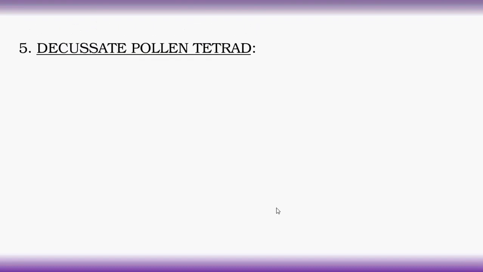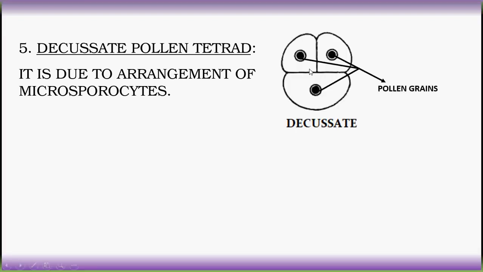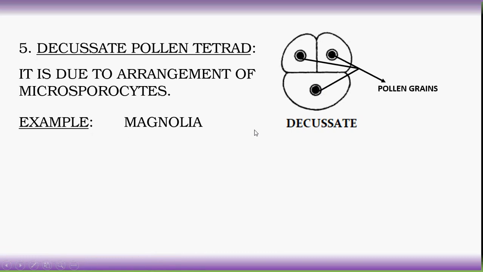And the last one, dehiscence pollen tetrad. It is also due to the arrangement of microsporocytes, and it appears like this. The fourth pollen grain in this photograph is present on the opposite side, and it is present in Magnolia.